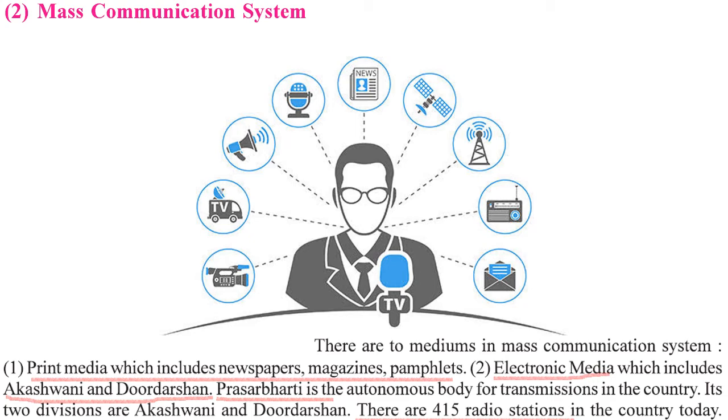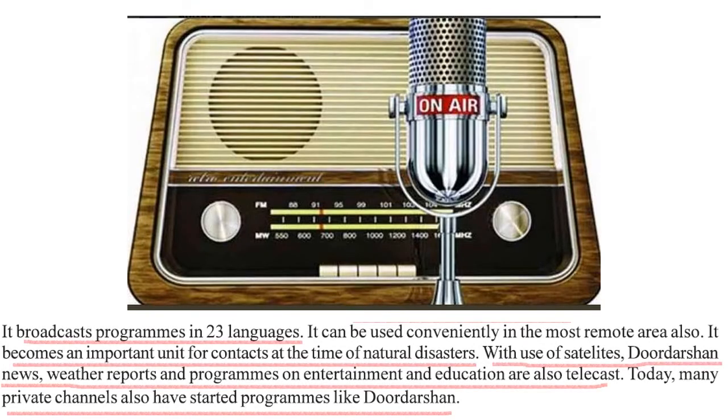Prasar Bharati is the autonomous body for transmission in the country. The two divisions of Prasar Bharati are Akashvani and Doordarshan. Akashvani is the radio while Doordarshan is the TV. There are 450 radio stations in the country today. It broadcasts programs in 23 languages. It can be used conveniently in the most remote areas also.